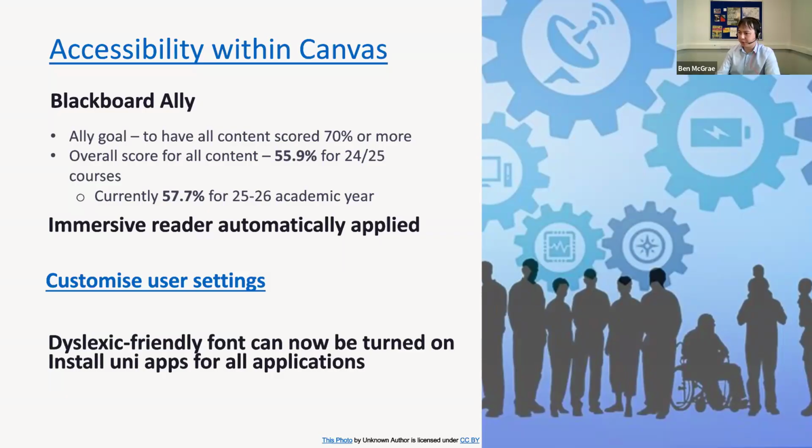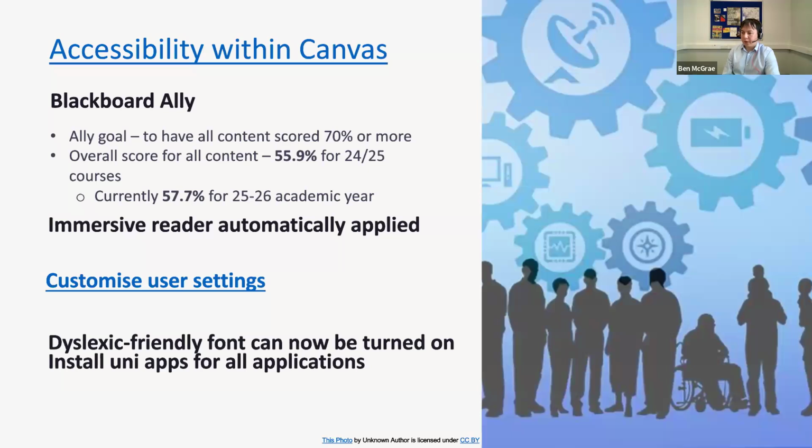Now, like I said, there's an immersive reader that's automatically applied. So there's nothing as a member of staff that you need to do for students. It just automatically appears. I should say with Ally as well, that gives students the ability to download alternative files to content. So a page or a Word document can be converted into something like a sound file or a tagged PDF.